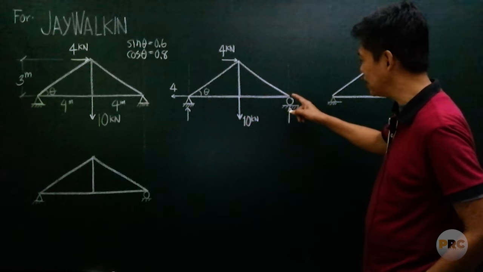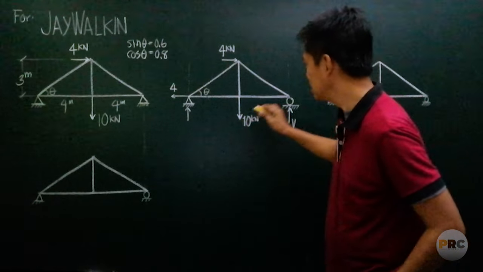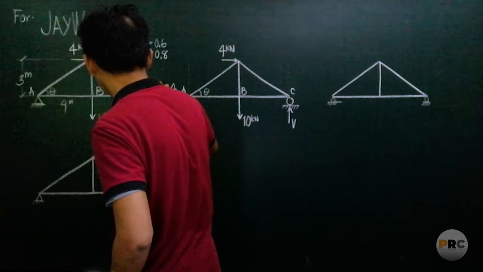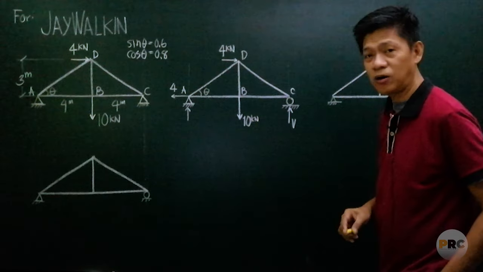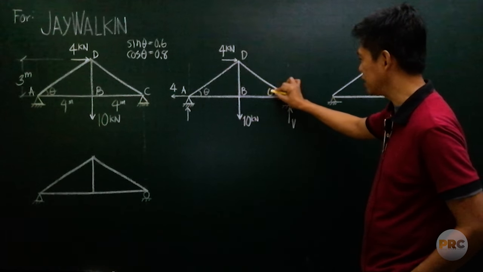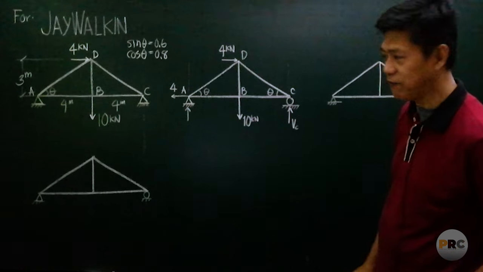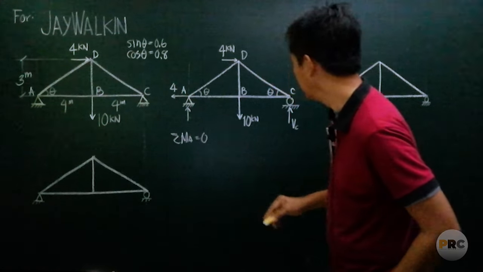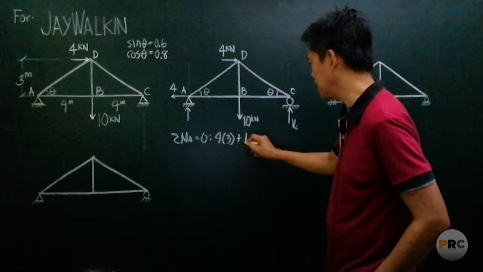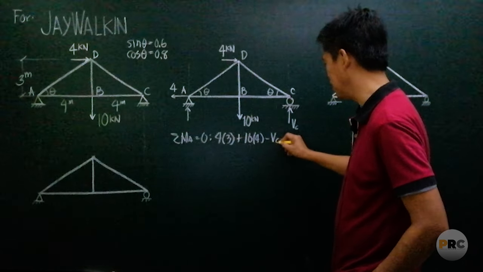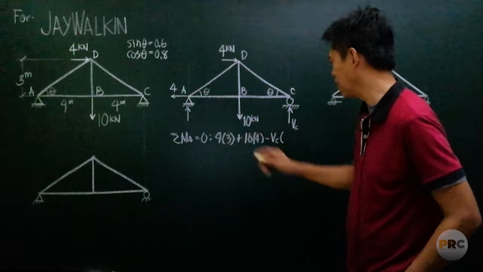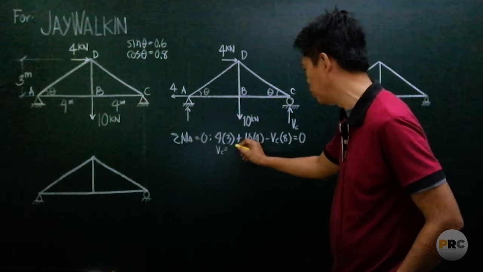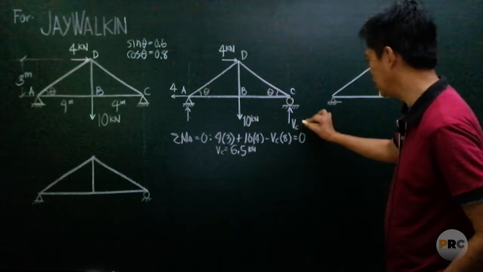Now, considering this one, this is vertical at C. This is A, B, C, D. So, considering this joint, this of course is theta. If I'm going to take summation of moment at A equals 0 in order to eliminate both of these, you will get 4 times 3 plus 10 times 4 minus VC times the moment arm 8 meters is equal to 0. Solving for VC, VC is going to be equal to 6.5 kilonewtons.